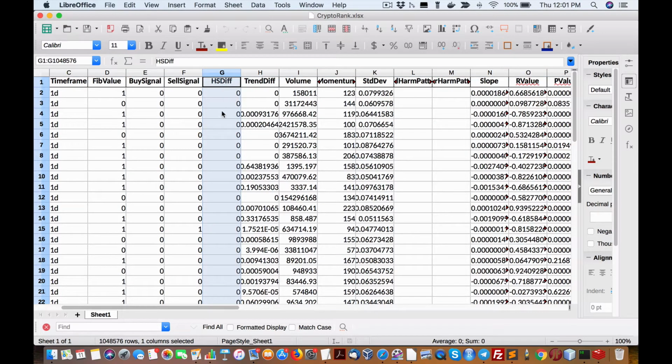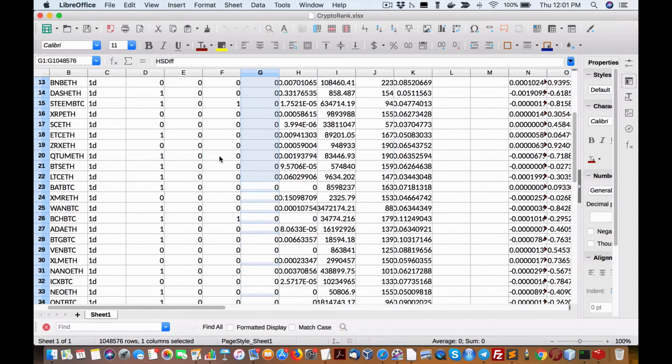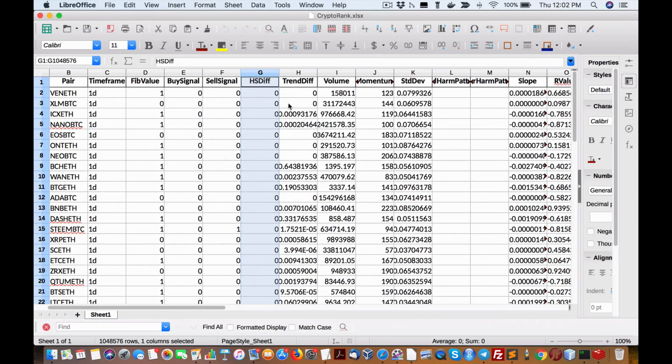Next column is the head and shoulder difference. That means if it's been generated or not. I'll show you that in the report. That's the automated head and shoulder. The trend difference. This is the general trend of the pricing, and again, this is a daily time frame that we're using. Here's the volume.